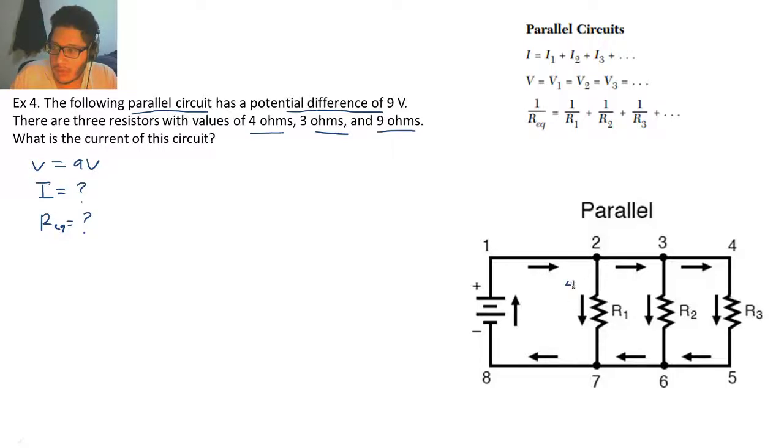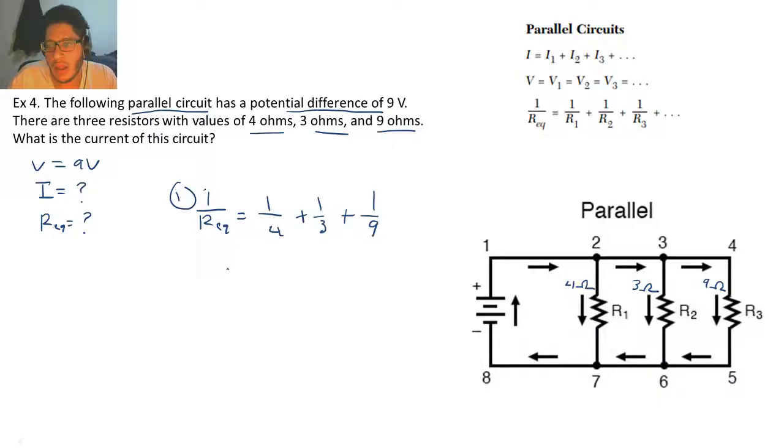We have a 4 ohm resistor. We have a 3 ohm resistor. And we have a 9 ohm resistor. So, according to this formula, if we want to solve for 1 over Req, we have to do 1 over Req is equal to 1 over 4 plus 1 over 3 plus 1 over 9. Okay, so solving this out, I get that this is equal to 1 over 16. Okay, I'm going to pause for a second. What mistake did I make?